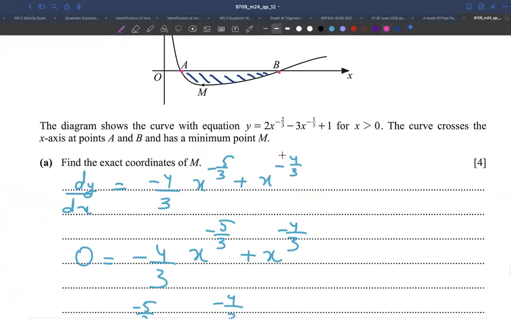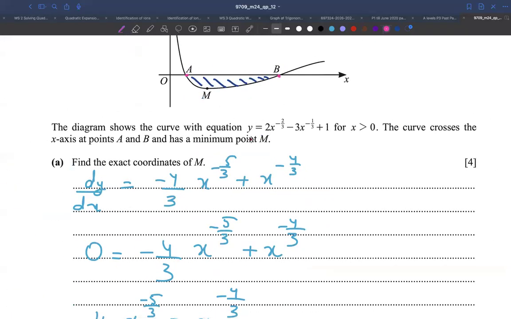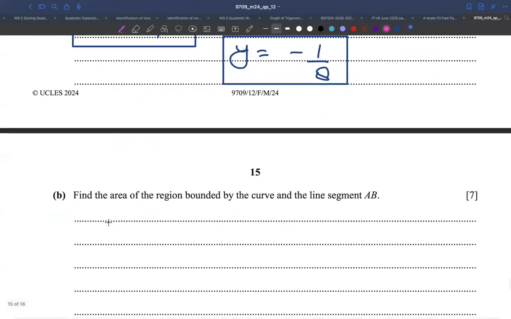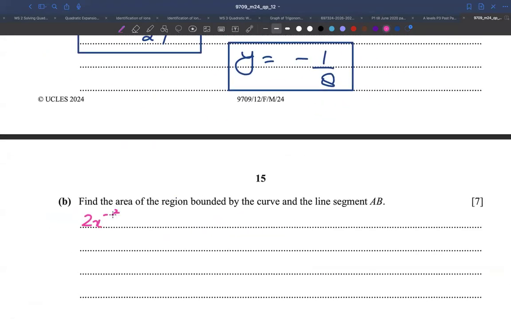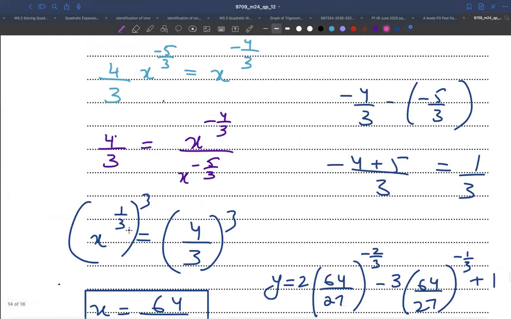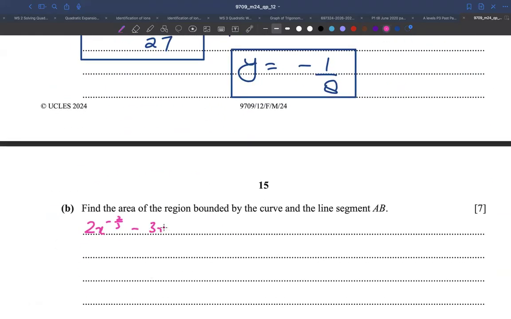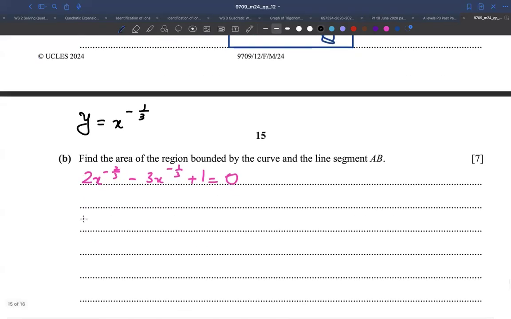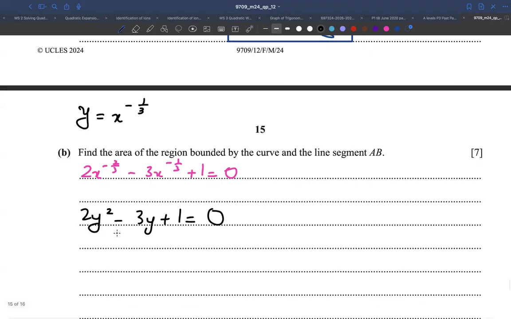You will say, okay, sir, to find the values of A and B, or the x values, you put y equals to 0. So the first step will be, I will get 2x to the power minus 2 upon 3 minus 3x to the power minus 1 upon 3 plus 1 equals to 0. Now this is a form of a quadratic equation. You will only understand this with enough practice, that you can say, sir, y is equal to x to the power minus 1 upon 3. So this will become 2y square minus 3y plus 1 equals to 0. Please solve this in your calculator and give me the value of y.